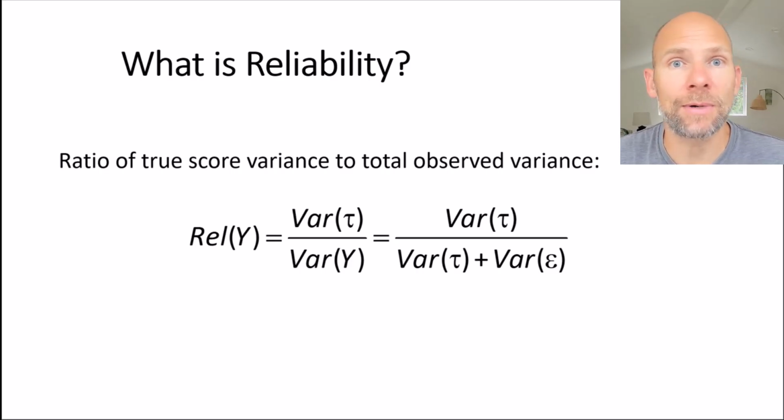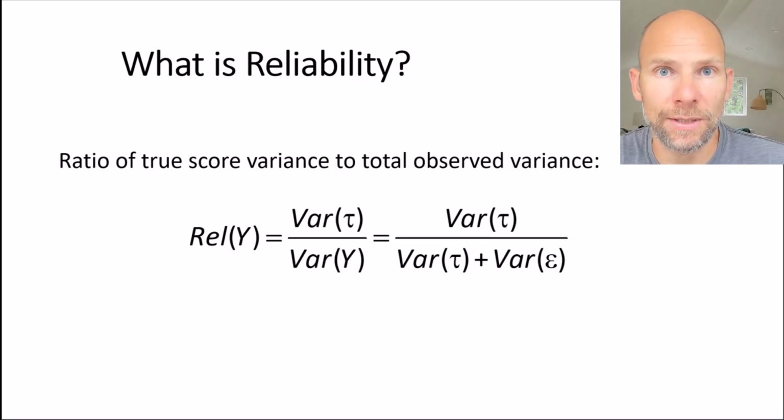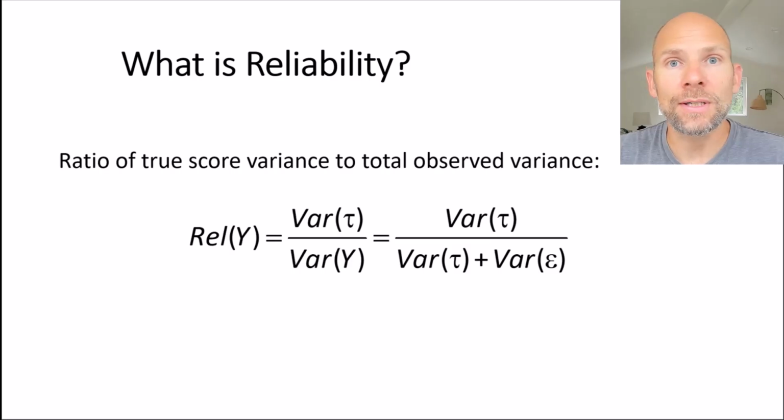So you can see that reliability tends to be high when the variance in the true scores is large relative to the variance in the observed scores. And the true scores are the scores that don't contain error. So that's the variance component: variance tau is that component in the observed variance that is error-free, whereas the observed variance component, variance y, also contains error variance, so random noise.